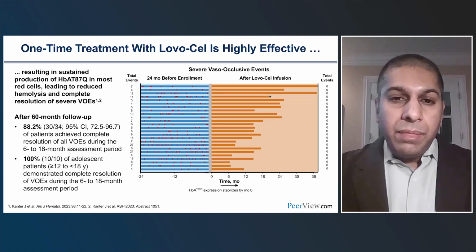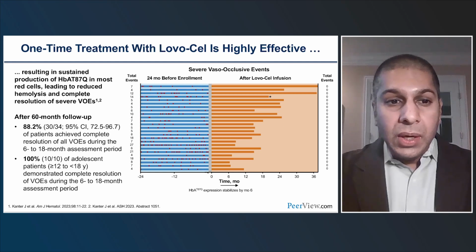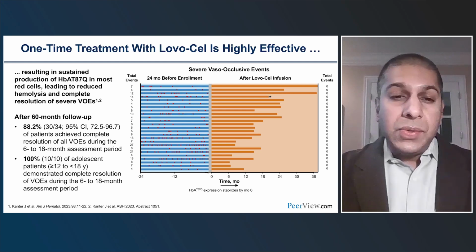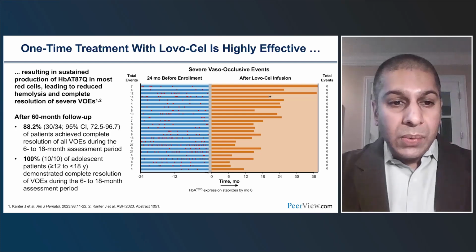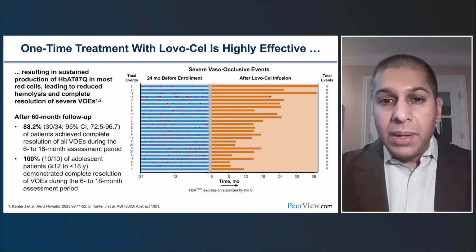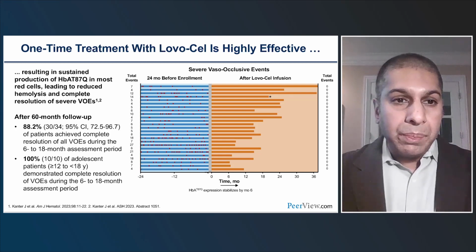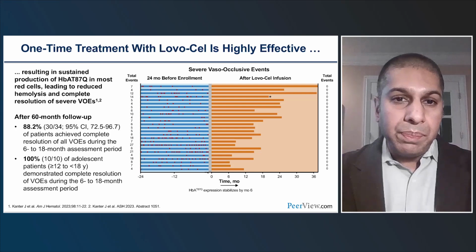And on the right, you can see the figure from the New England Journal of Medicine showing that severe vaso-occlusive episodes were substantially reduced. And the follow-up data was presented at ASH just last month, showing that with 60 months of follow-up, 88% of patients had achieved a complete resolution of vaso-occlusive episodes, and 100% of adolescent patients between the ages of 12 and 18 were free of vaso-occlusive episodes. And this is with the lovo-cel approach that introduces a hemoglobin A that blocks the polymerization.